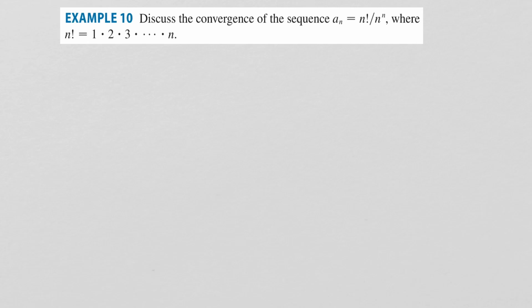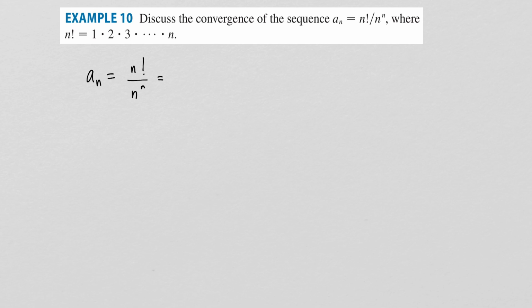Next, let's discuss the convergence of the sequence a_n equals n factorial divided by n to the n power. This is a classic example. So let's go ahead and write down the sequence n factorial divided by n to the n power. We have a definition of n factorial here. So n factorial is 1 times 2 times 3 times all the way up to the number n. And of course, n to the n power just means n times n times n, a total of n times.